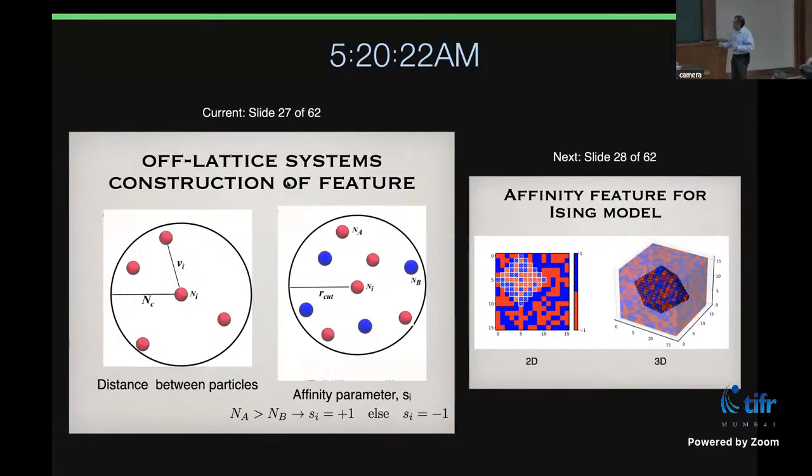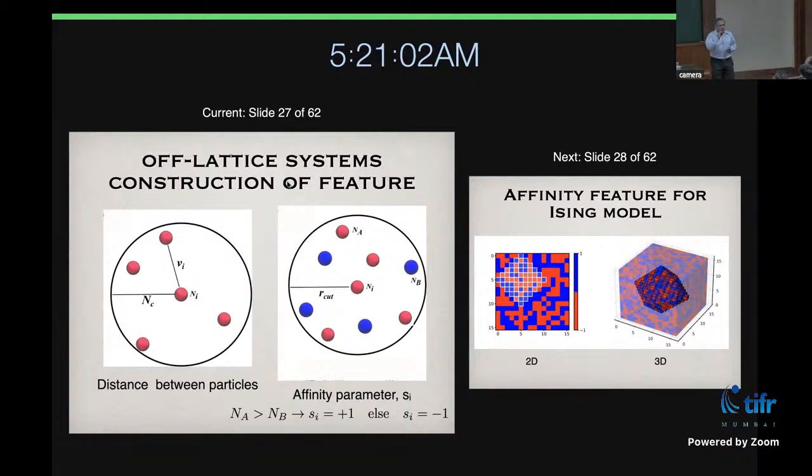So we came up with this thing called an affinity, where we take a particle and go out a distance r cut. If there are more A than B, then it is +1. If there are more B than A, or if they're equal, then it's -1. So for each particle, it gives it a spin. It is now invariant because this is just a number. It doesn't depend on the position of the particle. And there's one parameter, and this turns out to be an important parameter: this r cut.